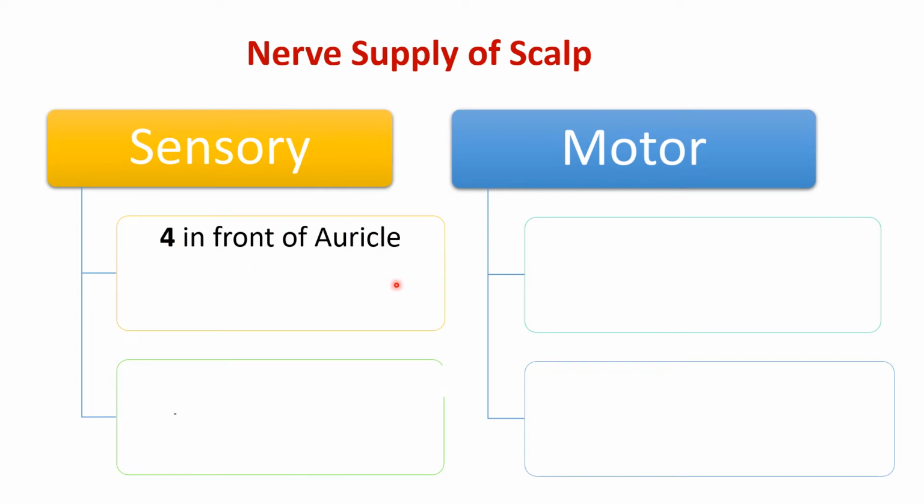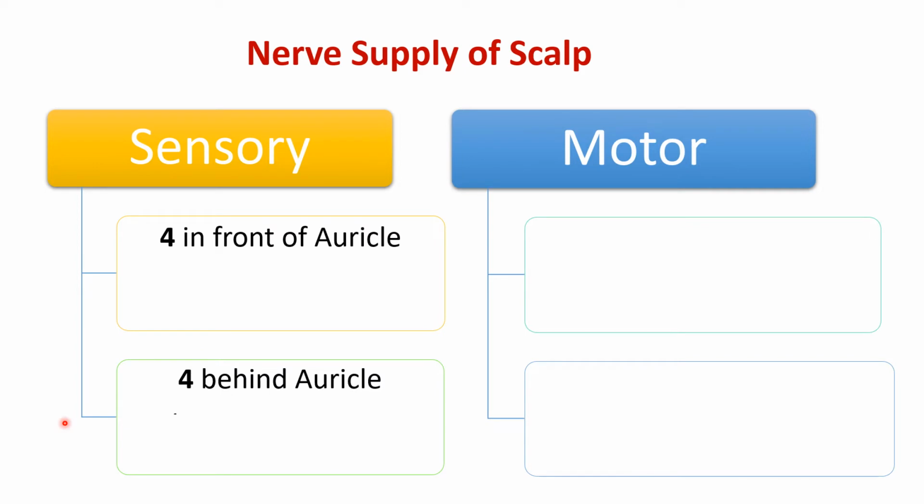Four will be in front of the auricle. Four branches of the scalp. Now, for the scalp, you can draw an imaginary line joining the two auricles, right? The way you wear your headphones, so that way if you divide, then we have scalp in front of the auricle and scalp behind the auricle. So there will be 4 sensory branches in front of the auricle, and 4 branches behind the auricle. So this is simple.